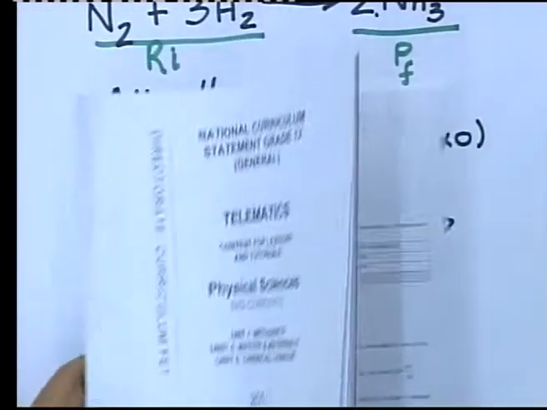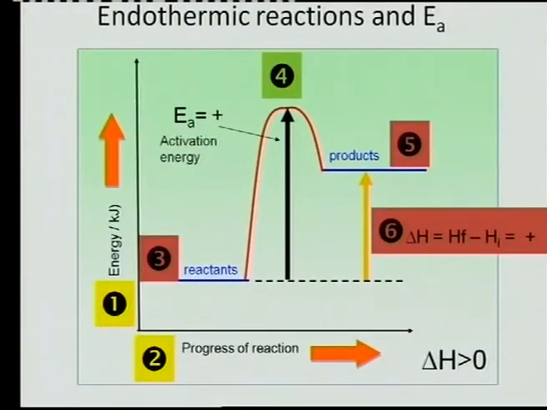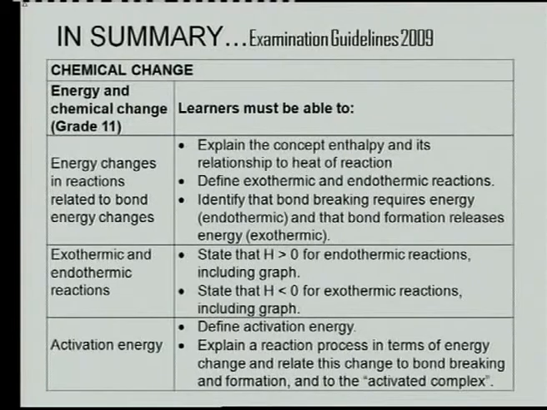Just a quick summary for you on my screen once again. This comes from the examination guidelines in 2009. It says what the learners must be able to do. If you haven't heard about the examination guidelines, make sure that you ask your teachers about this. It says the learners must be able to explain the concept enthalpy and its relationship to the heat of reaction. Enthalpy, the total heat content of a system. Then define exothermic and endothermic reactions? Simply, either heat is taken in or given out to the surroundings. Identify that bond breaking requires energy, that is endothermic, and that bond formation releases energy, that is exothermic.